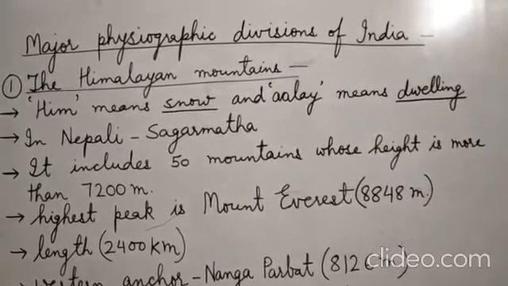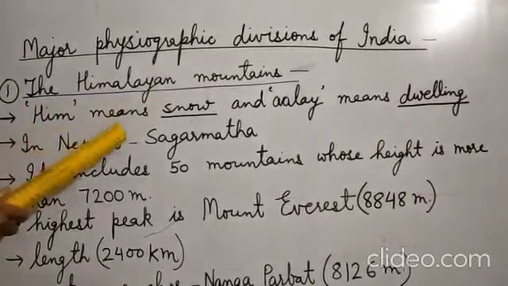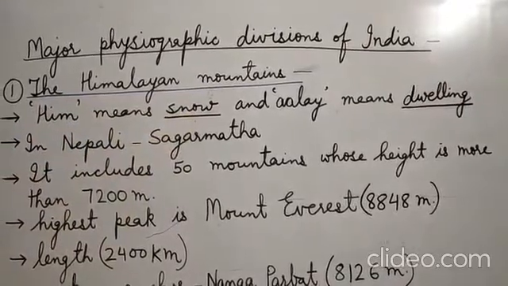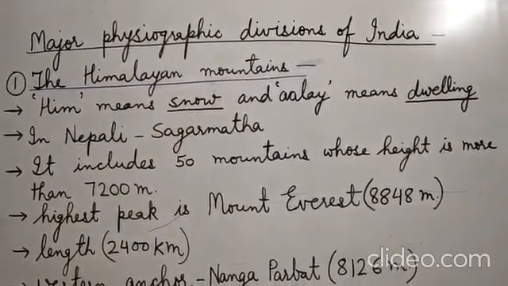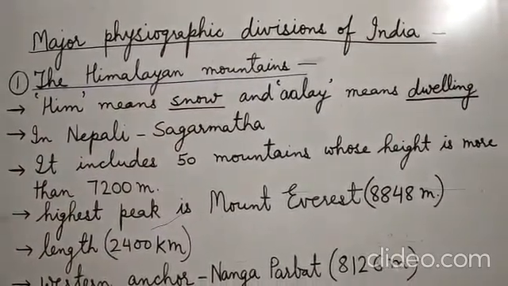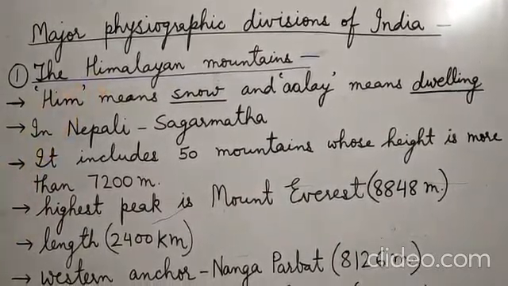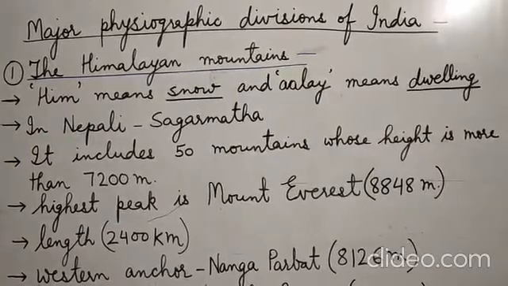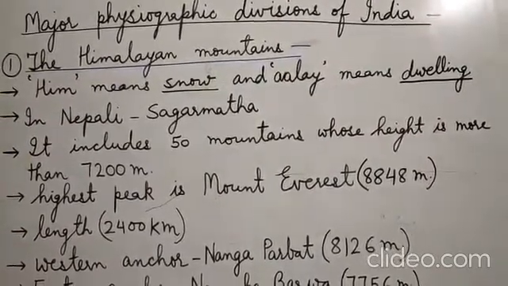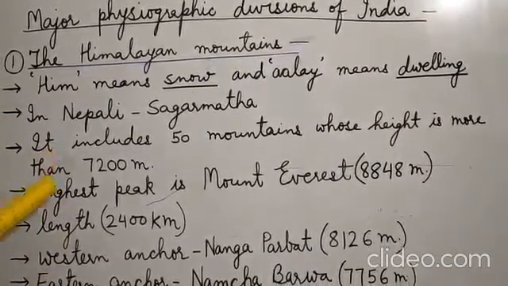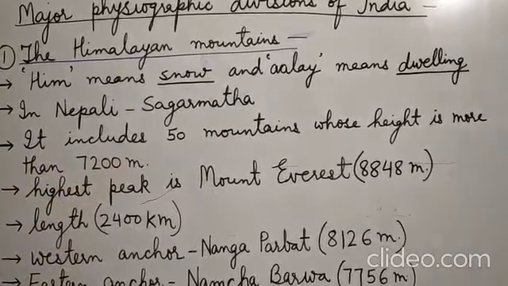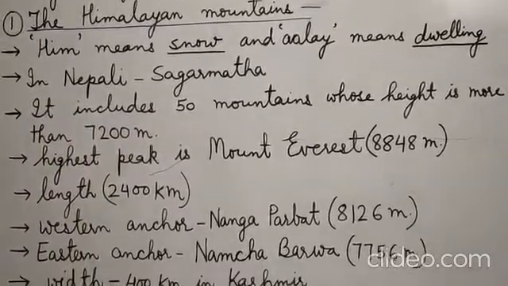Let us see once again the Himalayan mountain. Him means snow and Alaya means dwelling, so it means the land of snow. In Nepali, Himalaya is also known as Sagarmatha. People of Nepal call Himalaya Sagarmatha. It includes 50 mountains whose height is more than 7,200 meter.